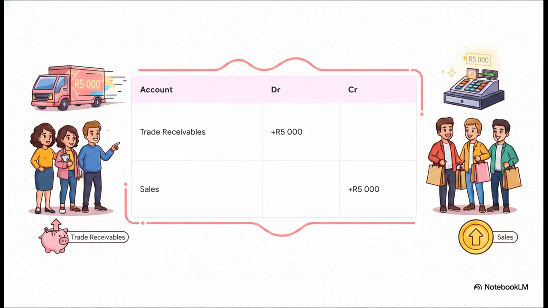Say you sell goods on credit for 5,000 Rand. Your trade receivables and assets, right, because someone owes you money, goes up. So we debit the left side by 5,000. At the exact same time, your sales, which is income, also goes up. So we credit the right side by 5,000. Boom. A single event creates a left side debit and a right side credit, keeping our entire equation in total harmony.